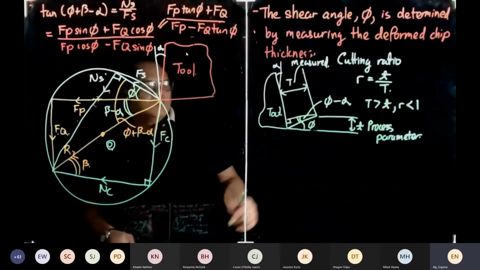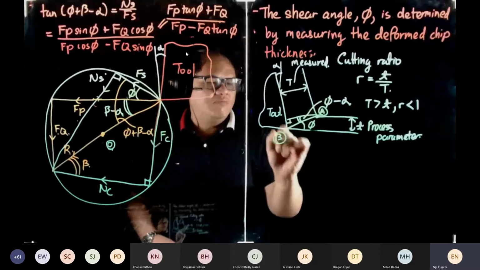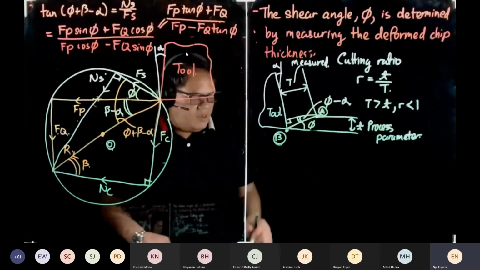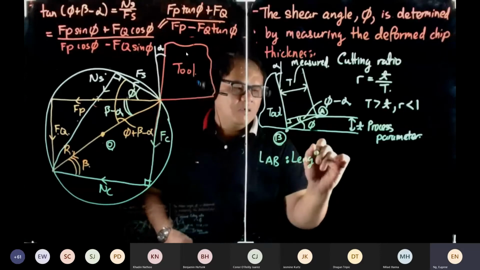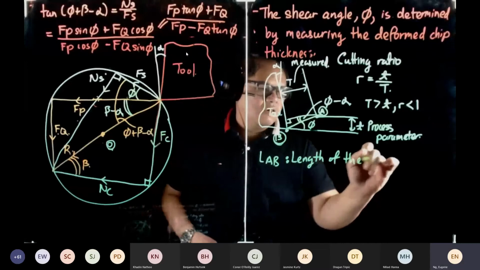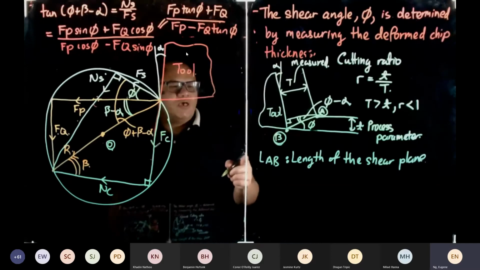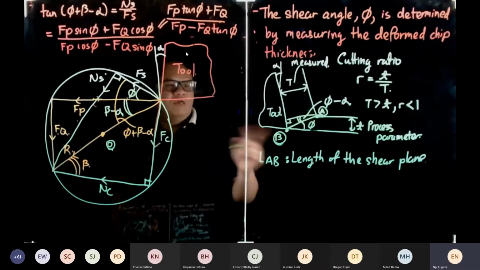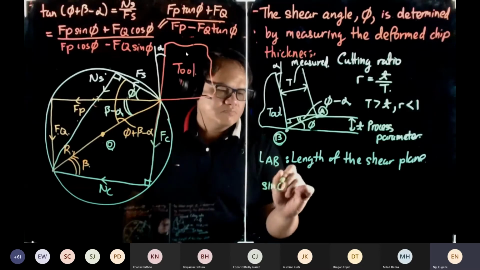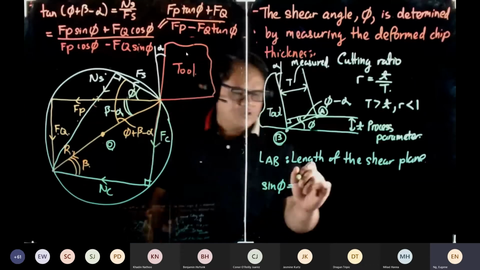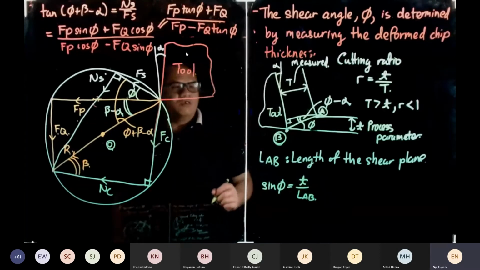Okay. So over here, this is my point A, and over here, this is my point B. So LAB is the length of the shear plane. Because we know the angles, we can relate LAB to small t and big T. So what do I mean by that? Sine pi is equal to small t divided by LAB. That is our small t.